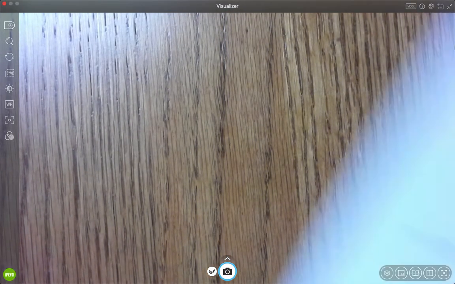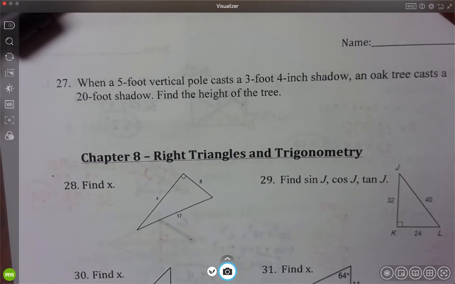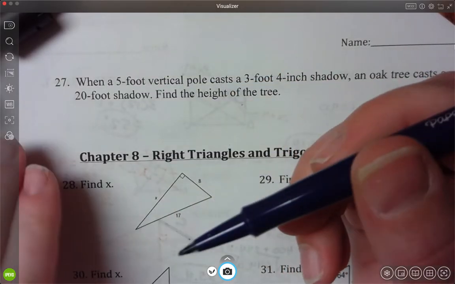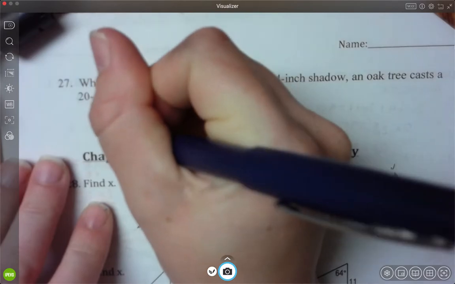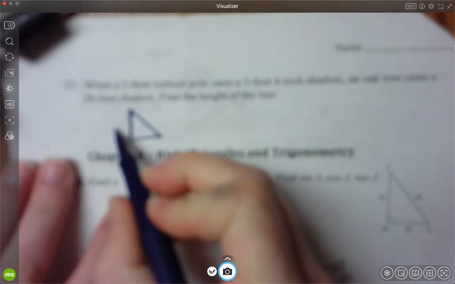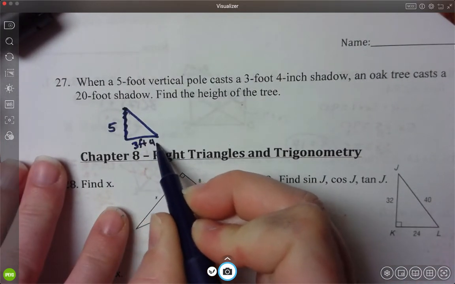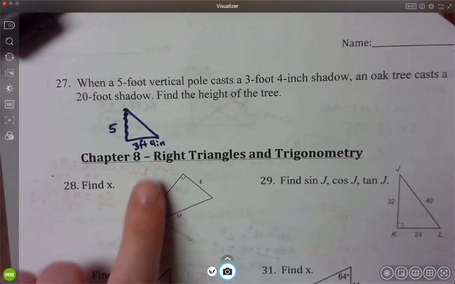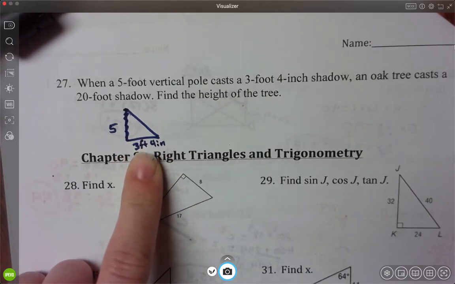Okay. All right, last one for similar triangles. This is probably the one that you'll see on standardized testing the most. And draw a picture. A 5-foot vertical pole casts a 3-foot 4-inch shadow. Okay, so I have this going on here. Here's my pole. This is a 5-foot pole and a 3-foot 4-inch shadow. Okay, that's going to be important here. Just a second. We've got to figure out what that is as a decimal.